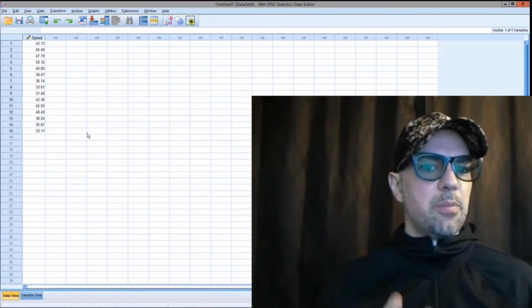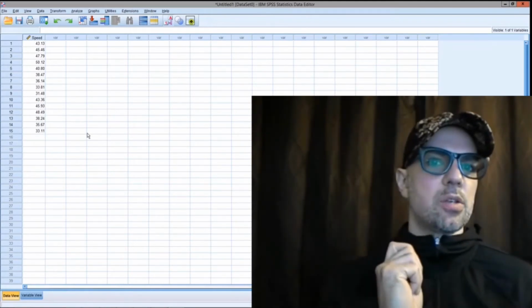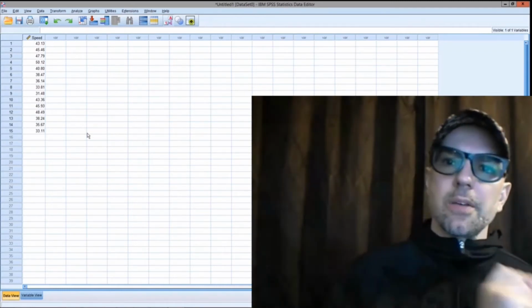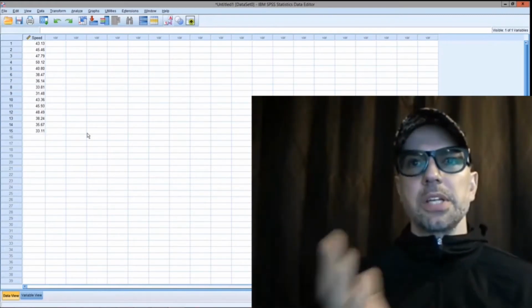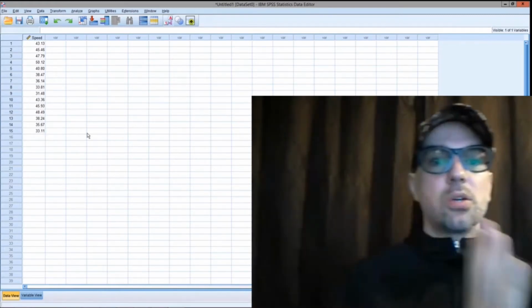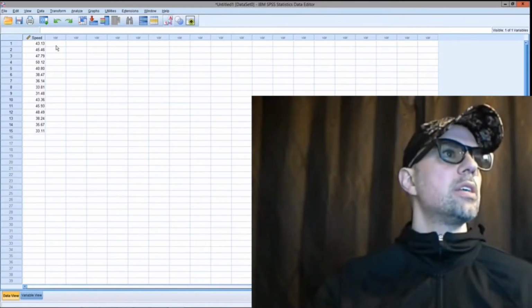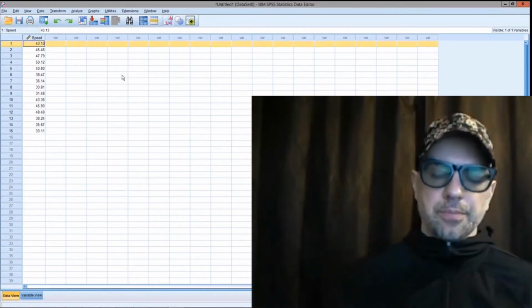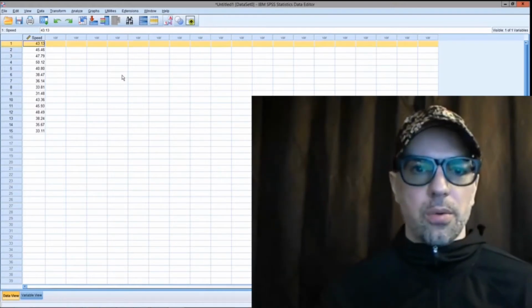But there's a second piece of information that we need SPSS to know about, and that is what sample these subjects belong to. This is the first time that we have two samples, with subjects that could belong to either the smashed into group or the hit group. So we're going to remember that rule that every single subject gets one row in SPSS, one row and only one row.